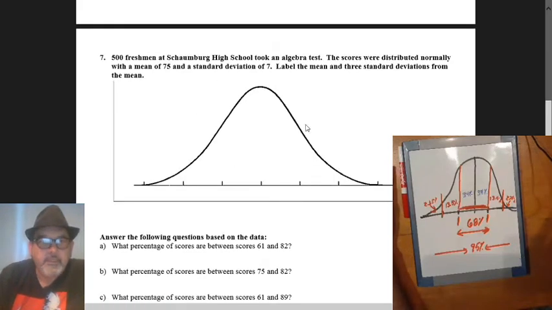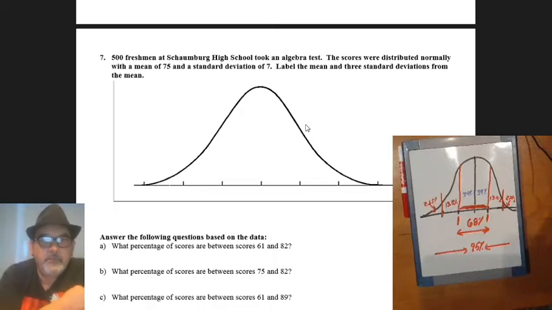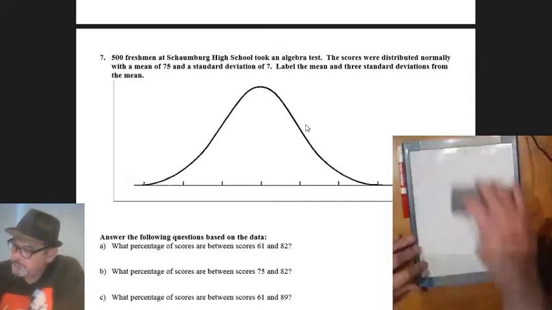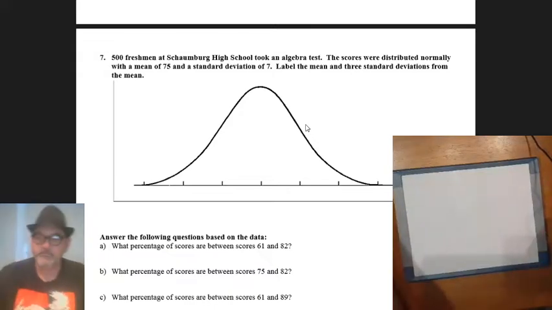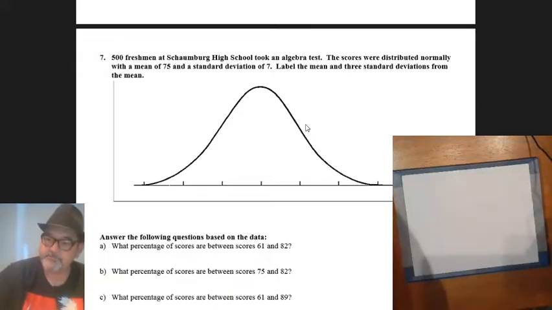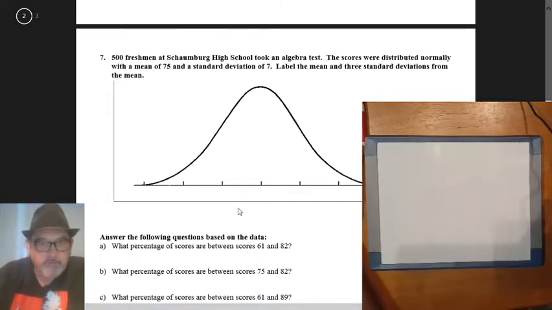Okay, so here we have a pretty generic question about standard deviation. It says 500 freshmen at Schaumburg High School took an algebra test and the scores were distributed normally, meaning it's a nice, even, perfect shaped bell curve like we see on the paper here. It says the mean is 75 and the standard deviation is 7. So right away, we can go ahead and label, hang on 1 second, let me make sure this is big enough for you guys. Okay, that's a little better.